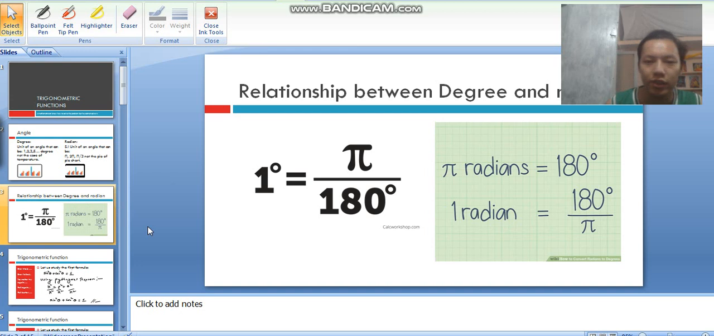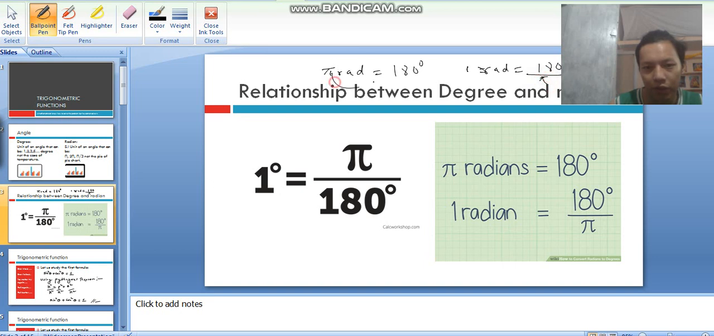So the next slide here is the relationship between degree and radians. So tell me, what is the relation between degree and radian? You have heard several times that pi radian is equal to 180 degree, right? So if pi radian is equal to 180 degree, then 1 radian will be how much? Pi will be divided. So 1 radian will be equal to 180 degree by pi, right? Here pi goes down.